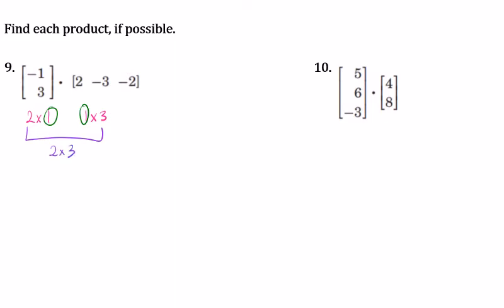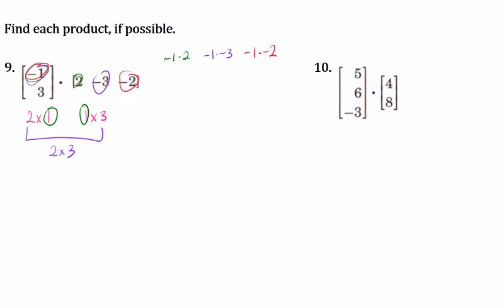So I'm going to multiply the first row by the first column. That's pretty easy, right? All it is just negative 1 times 2. Okay, and then I'm going to multiply the first row by the second column. So that's just going to be negative 1 times negative 3. And then I'll multiply the first row times the third column. So negative 1 times negative 2.